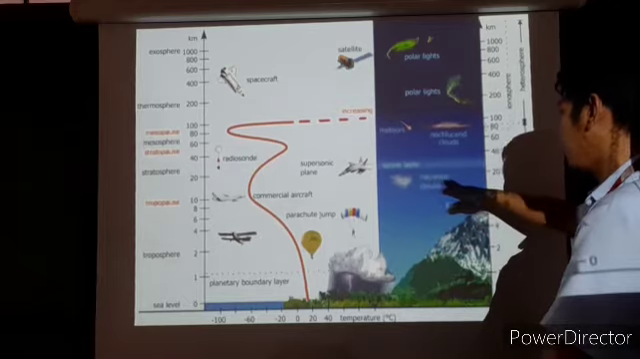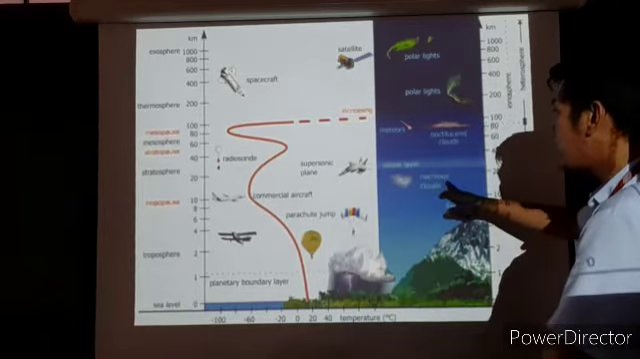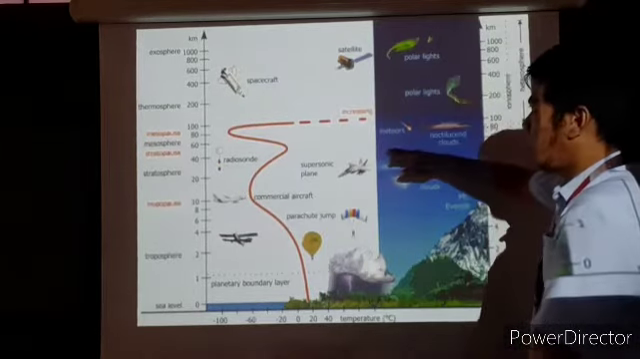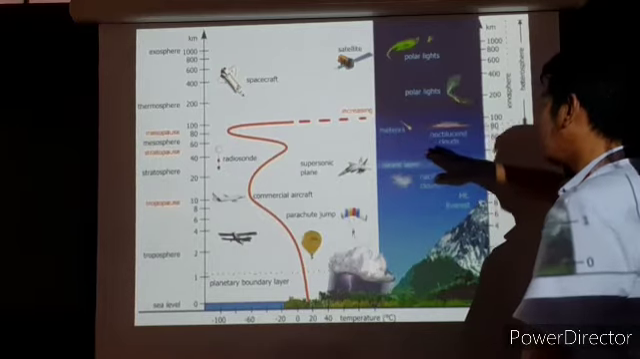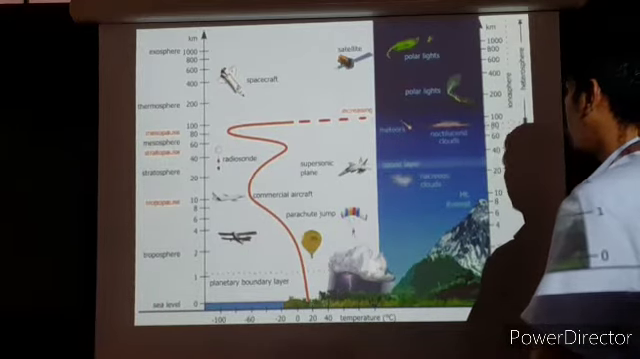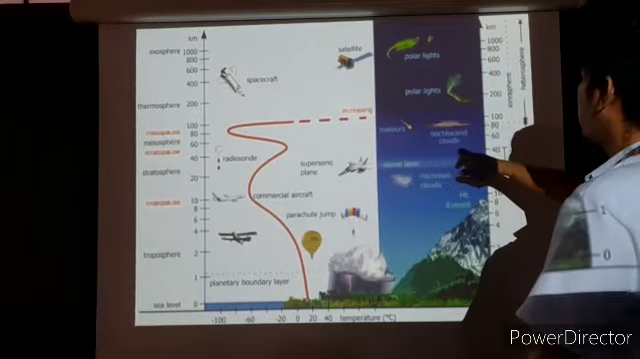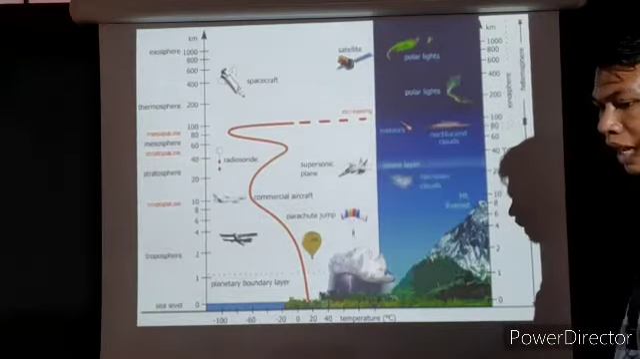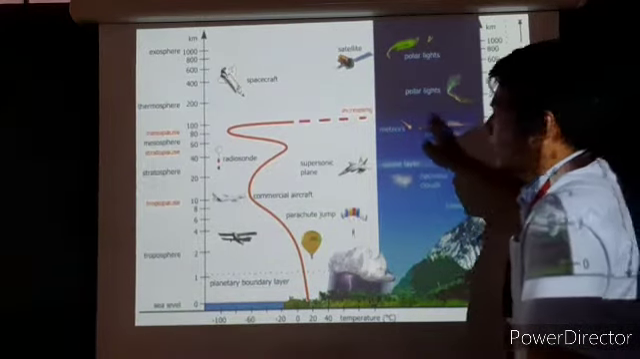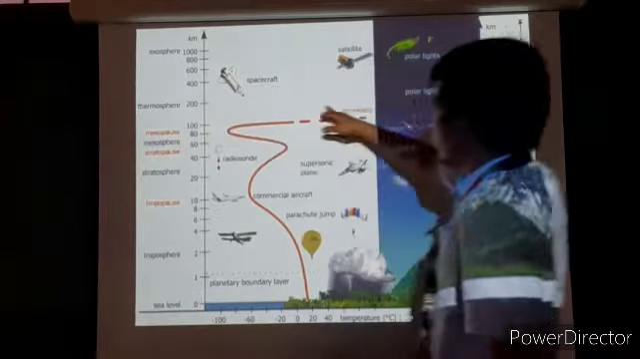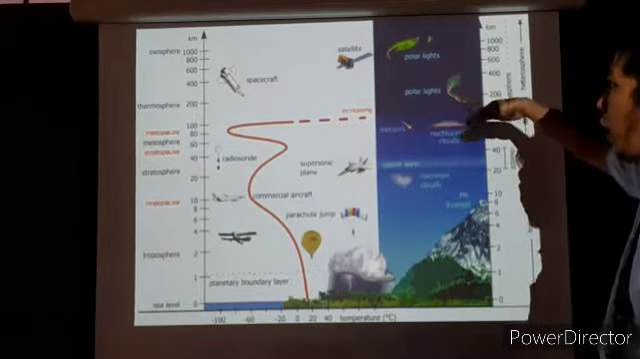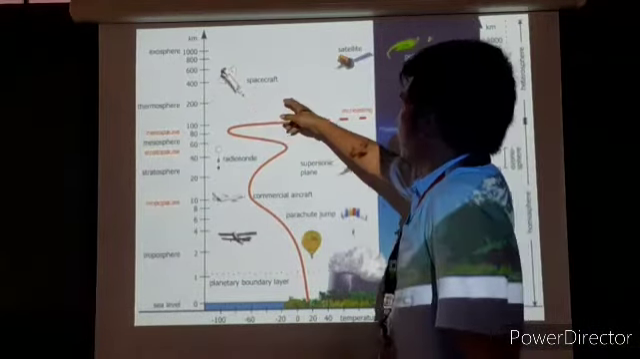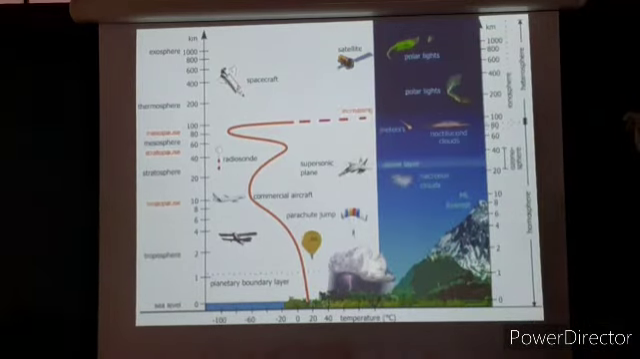This is clouds, and then we have the mesosphere, where meteors and noctilucent clouds are located. Then we have the thermosphere, where polar lights or auroras are located, and then the exosphere, where aircraft and satellites are located.